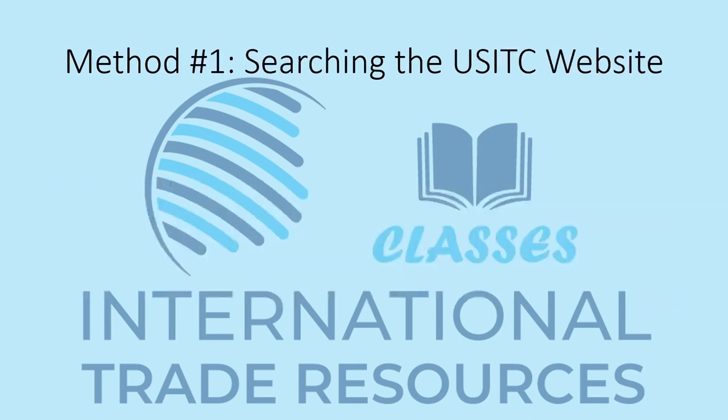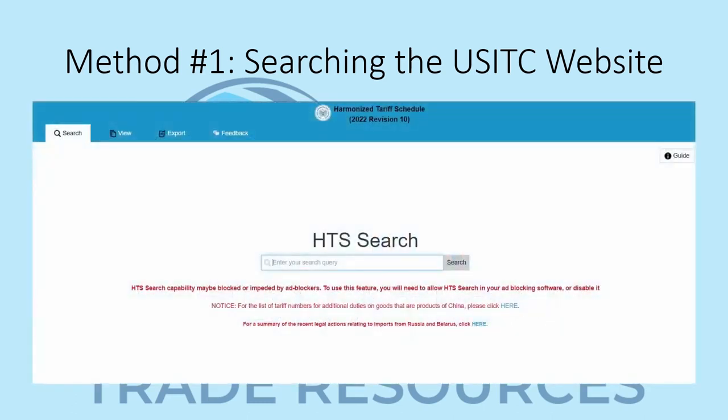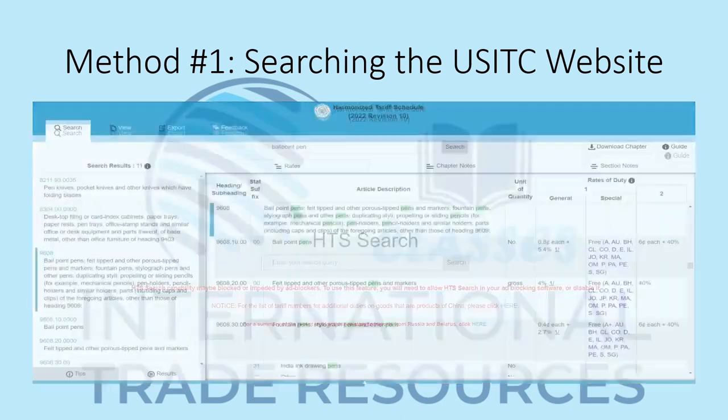So for the first method, I just search HS code search, and it'll bring you to the United States International Trade Council's website, and here you have a search bar. You can either search specific HS codes, or you can search certain keywords. You can just type in your product name. So for this instance, I used a ballpoint pen.